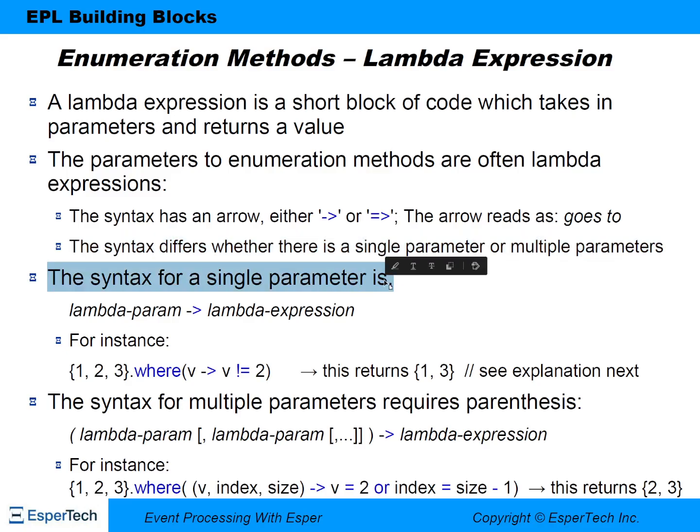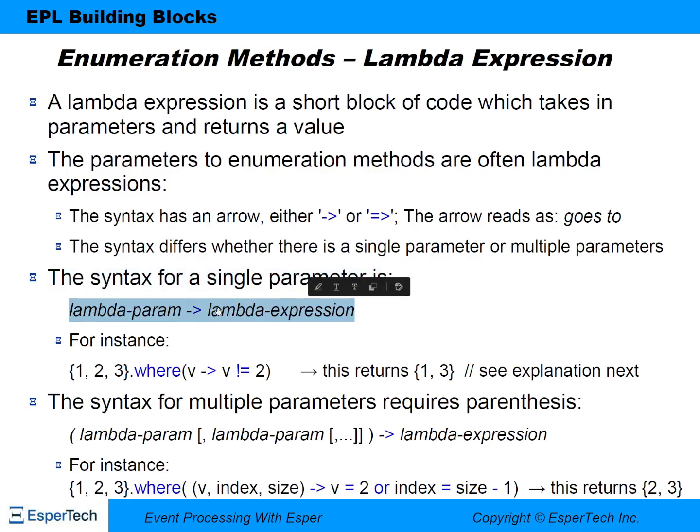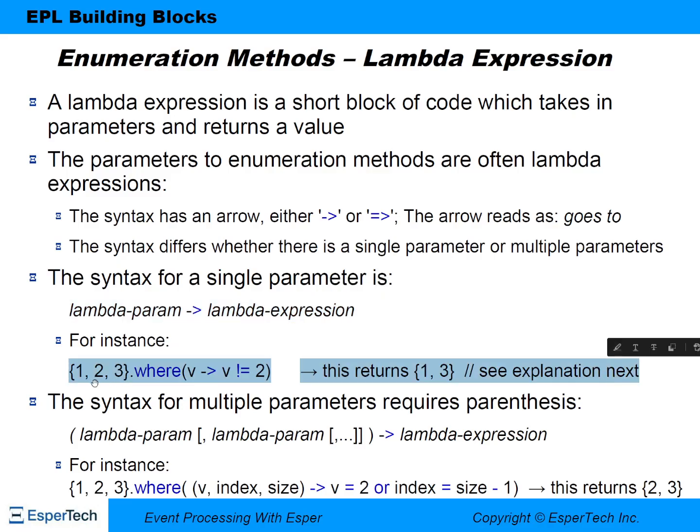The syntax for a single parameter is lambda param goes to lambda expression. For instance, {1, 2, 3}.where(v => v != 2). This expression returns the values 1 and 3.